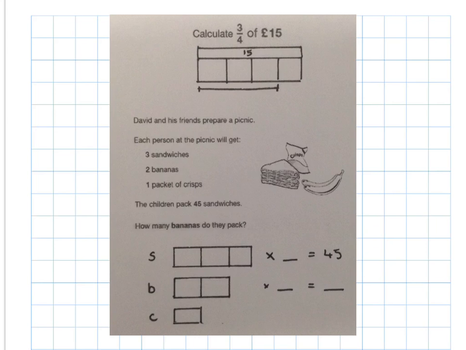Second problem underneath, we've got David and his friends having a picnic. Each person will get 3 sandwiches. Here they are. 2 bananas and 1 packet of crisps. They have 45 sandwiches packed, so how many bananas do they pack?